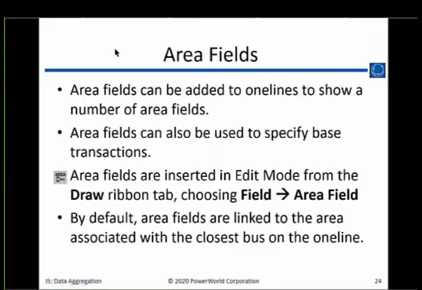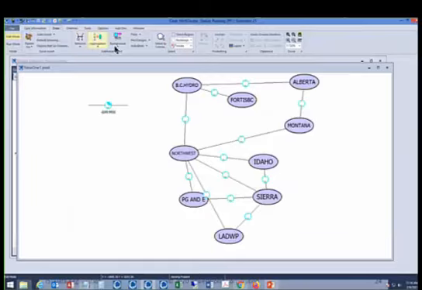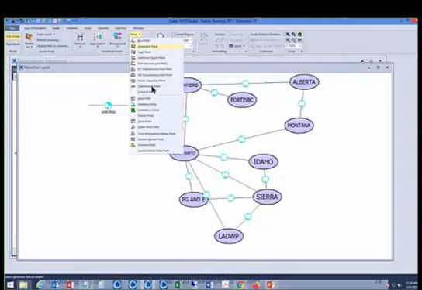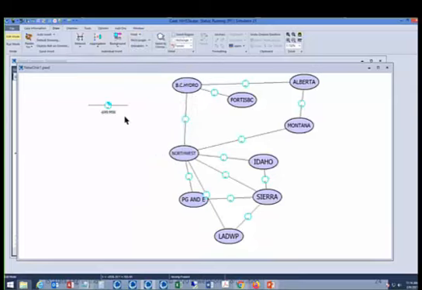Slides here. So we added interface fields. You can also add area fields, like if you want the total megawatts generated in the area, for example. And it's the same field. You just go to field, and instead of interface field, you do area field. You click next to the area, and then you pick what field you want to see and change the size.